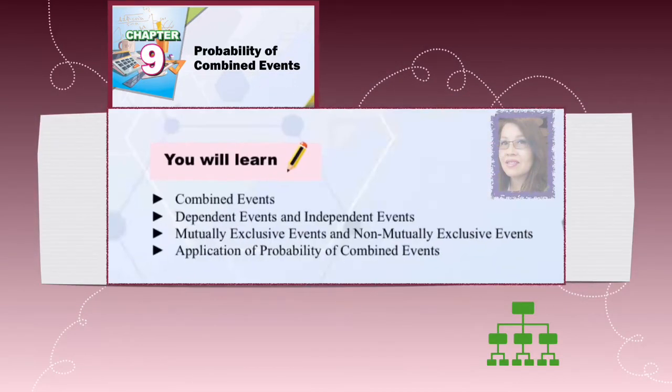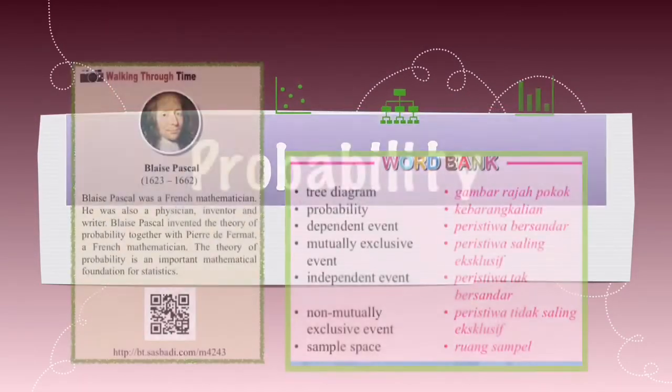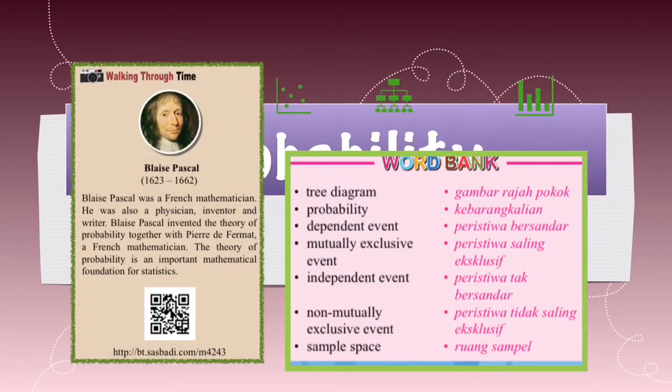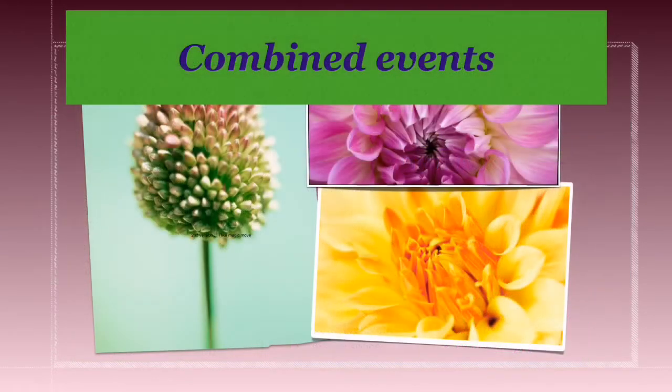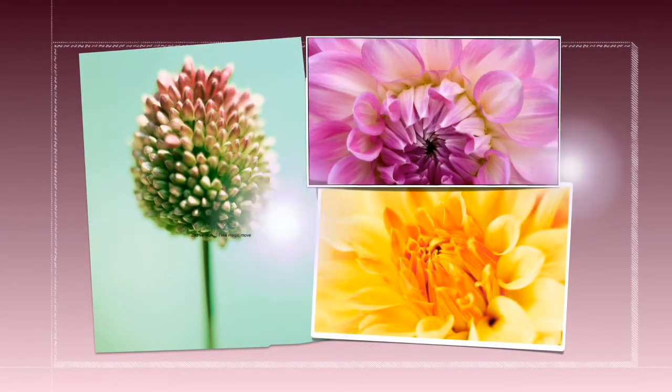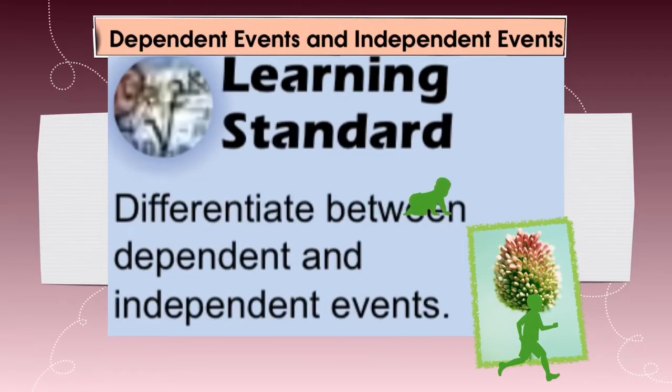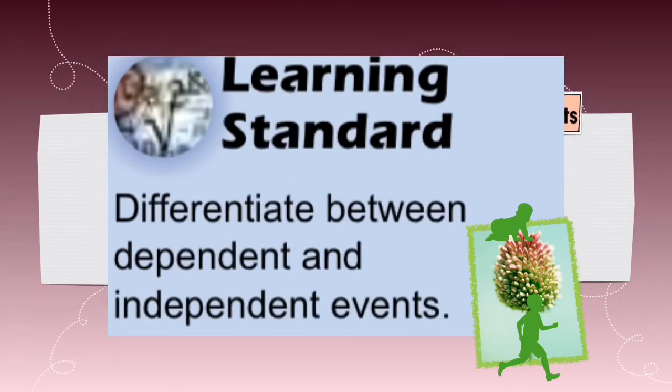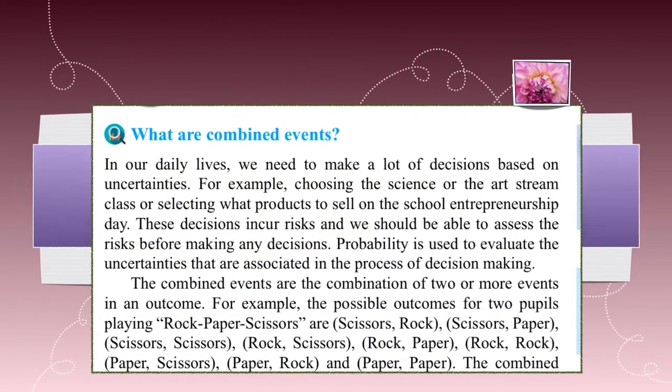Today we want to start with chapter 9, probability of combined events. So today you will learn combined events, dependent and independent events. Our learning standard is to differentiate between independent and dependent events.